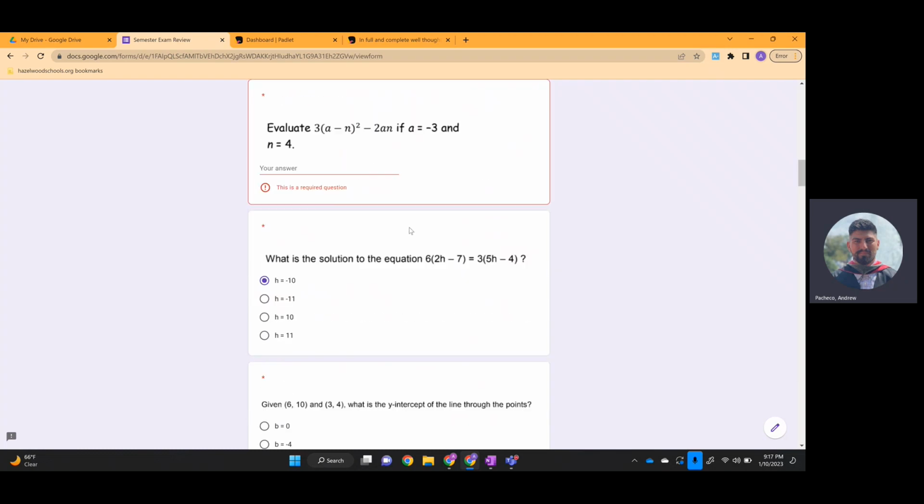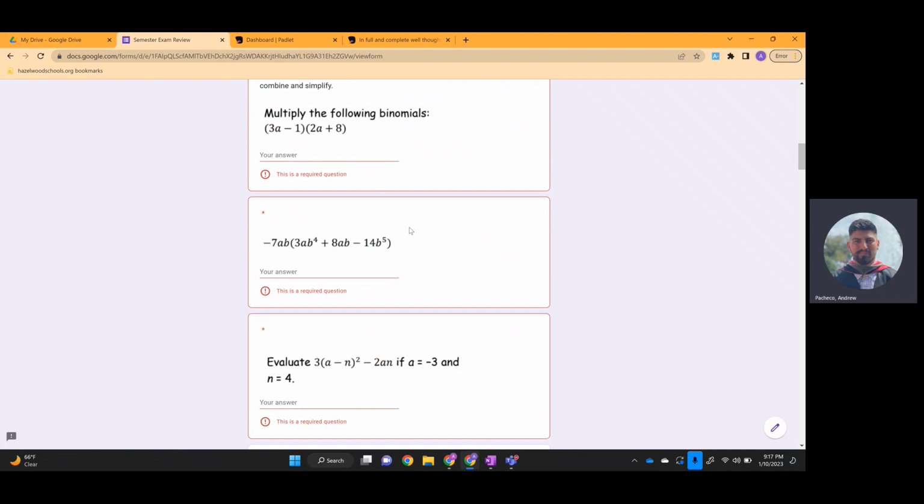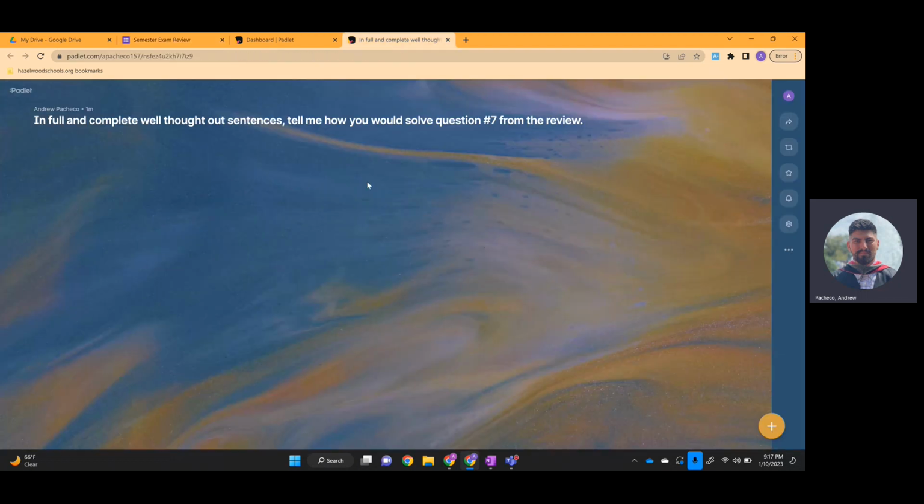So the same thing that we did for these three questions earlier, I want us to do the same thing, but in Padlet form. In full, complete, well thought out sentences, tell me how you would solve number 7 from the review. I want you to not just give me the correct answer, but tell me step by step what steps I would take for (6, 10), (3, 4). If I just have those two points, how do I find the y-intercept? There are multiple ways to find the y-intercept. I'm curious to know what steps you would take to find our y-intercept.